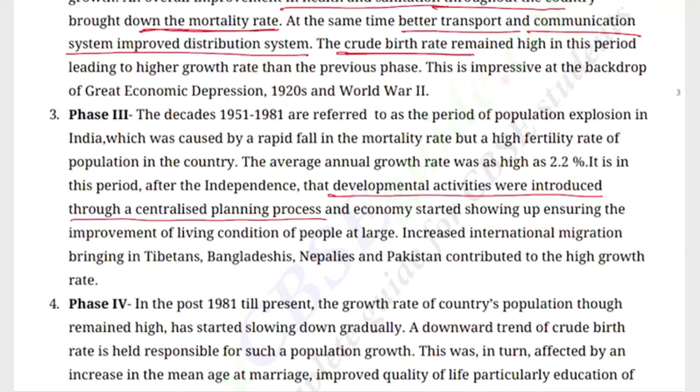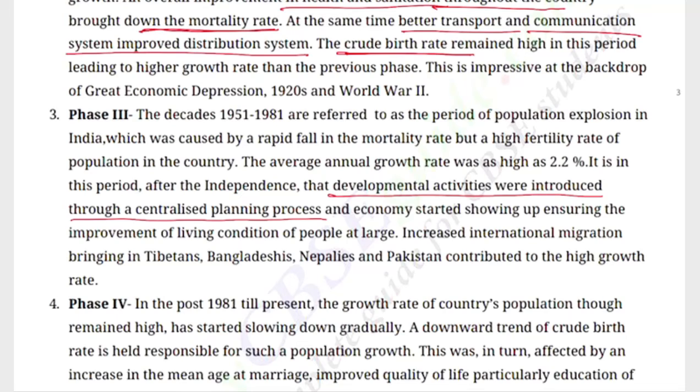And because of the development of the country, development of the infrastructure, the living conditions of the people started improving. The living conditions of the people, the conditions in which they lived, increased at a large national level. And increased international migration, bringing in Tibetans, Bangladeshis, Nepalis, Pakistanis, contributed to the high growth rate.